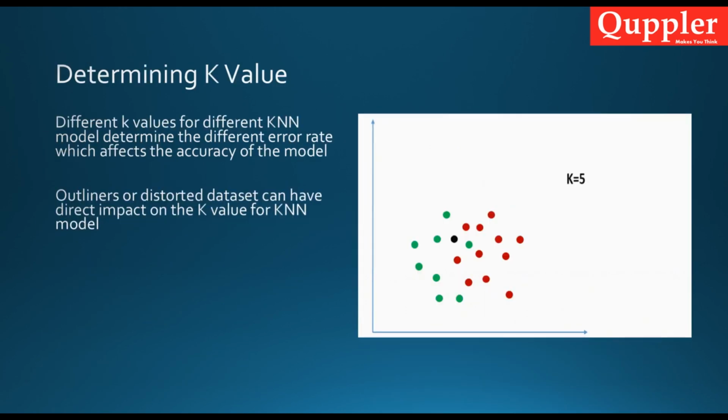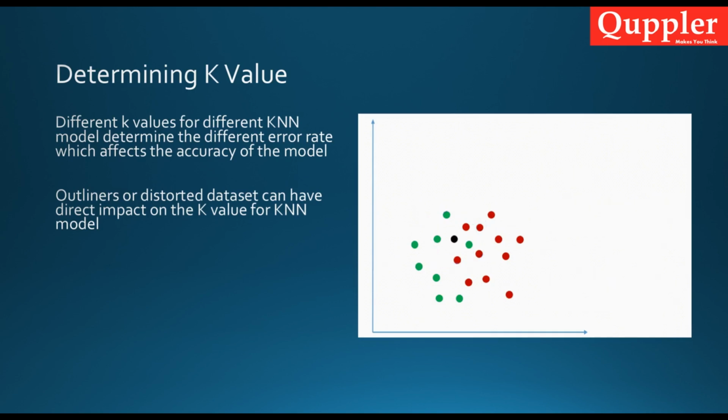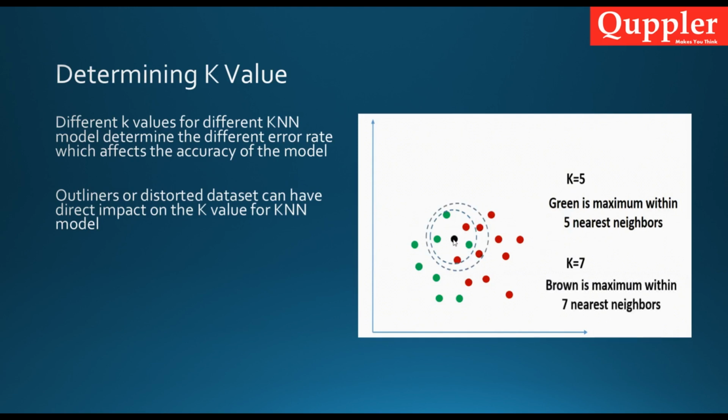Now we're going to see how different k values affect the error rate, or let's say the accuracy, of the model. Basically, different k values can have a direct impact on the accuracy as well as on determining the class for new data points. Let's say in this example my k value is 5. For the 5 data points which are nearest to it, in that circle the majority are green and two are red. So in this case, where k is 5, this data point will consider itself green.